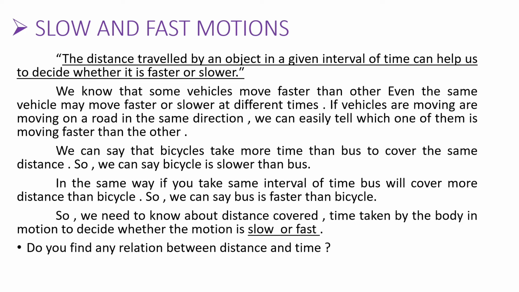We can say that the bicycle takes more time than the bus to cover the same distance. So, we can say the bicycle is slower than the bus. In the same way, if you take the same interval of time, the bus will cover more distance than the bicycle. So, we can say the bus is faster than the bicycle.